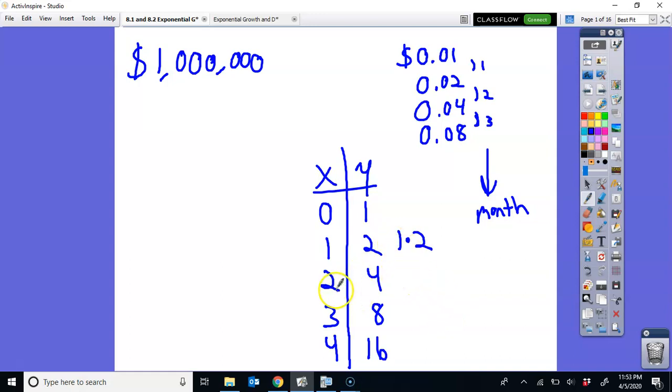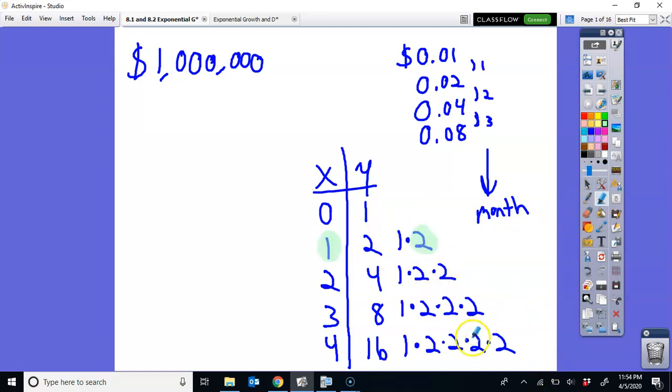Then, on day 2, you took your original penny times 2 times another 2. Then you took your original penny times 2 times another 2 times 2 again. Then you took your original penny times 2 times 2 times 2 times 2 again. Do you notice a pattern here? How many 2's are right here?